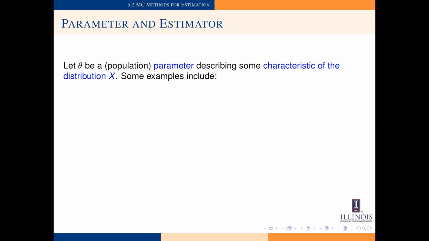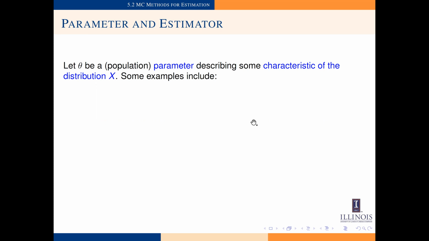So let's talk about Monte Carlo estimation for unknown parameters first. So what exactly is a parameter and what is the estimator for the parameter? We have briefly touched on this in last week's lecture when we talked about Monte Carlo integrations, but let's just recap this. So let theta denote a population parameter that describes some characteristics of the distribution X.